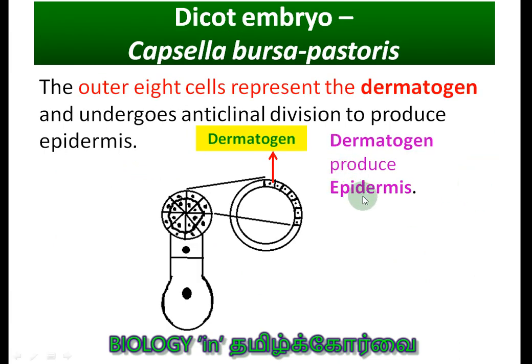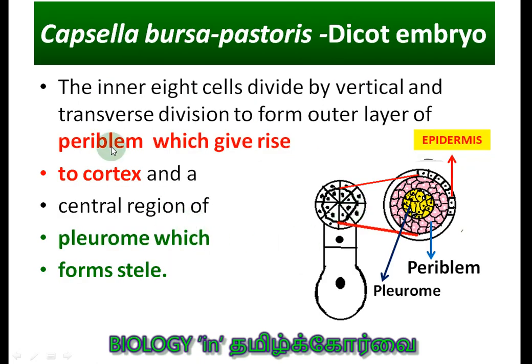Dermatogen produces epidermis. So, dermal system is formed. Next, periblem which gives rise to cortex. So, ground tissue system is formed. Then, plerome which forms a stele, it means vascular bundle is formed. So all the three tissue systems are formed from the terminal portion of the embryo. That is what you should understand here.